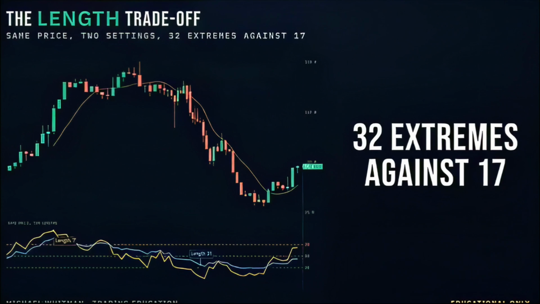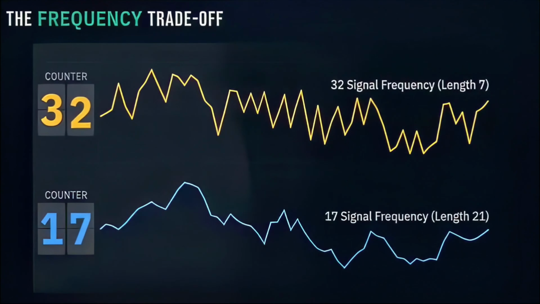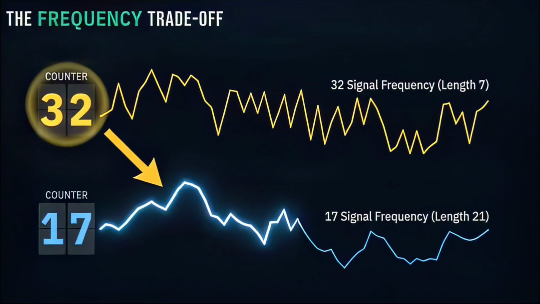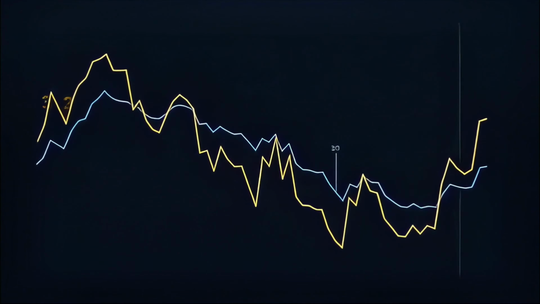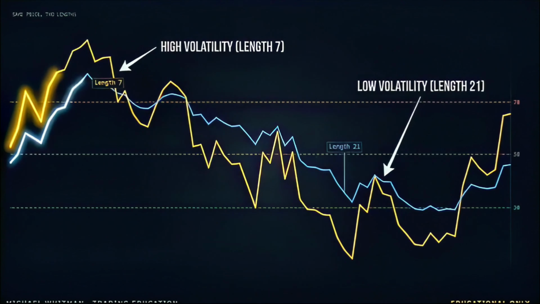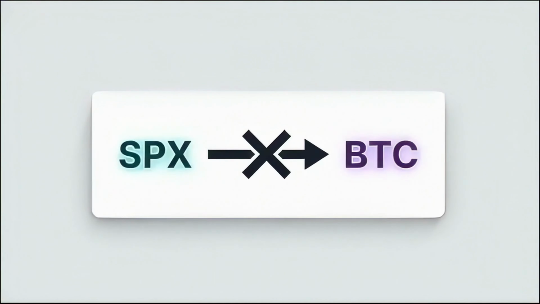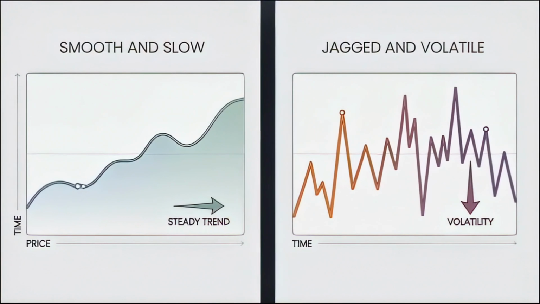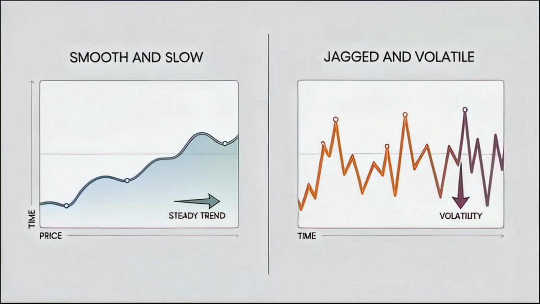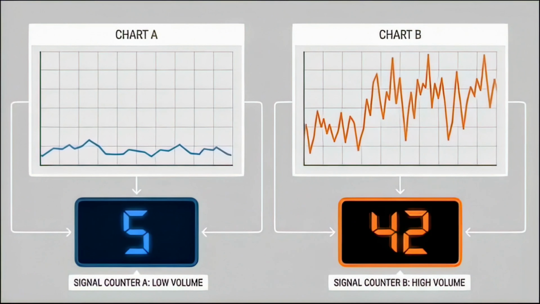Here is the part that surprises people when they actually test it. On the same price data, a length of 7 will reach an extreme reading roughly twice as often as a length of 21. Same market, same candles, one setting talking constantly, and the other barely talking at all. And the right length is not portable between markets. A slow-moving index and a violent crypto pair genuinely need different numbers, because the same length produces a completely different signal count on each of them.